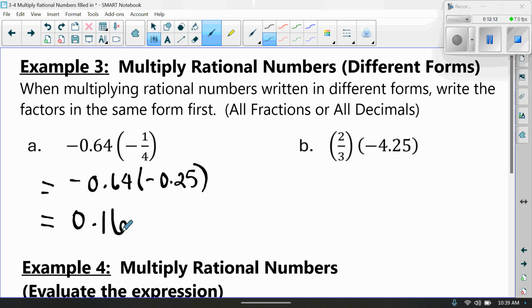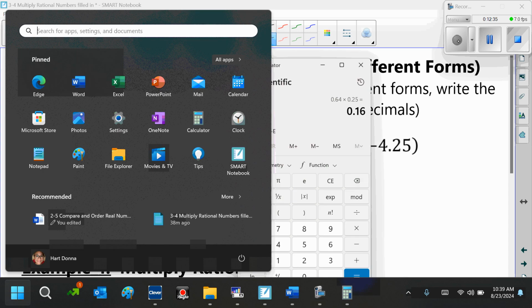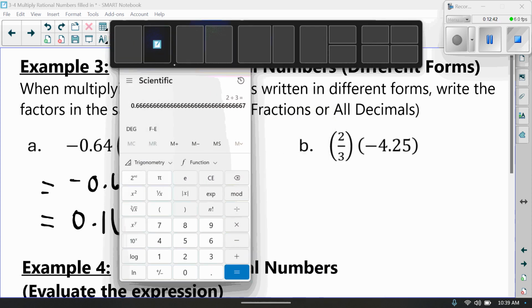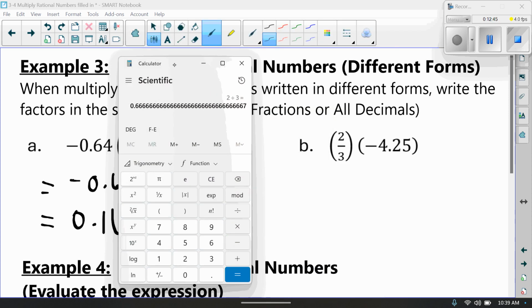So now, do I want to change fractions to decimals or decimals to fractions for letter B? Now, put in your calculator 2 divided by 3. And tell me what you get. Because when you put in 2 divided by 3, you get a repeating decimal. You cannot change to decimals. Is everybody with me? Okay, so we have to do the fractions on this one.